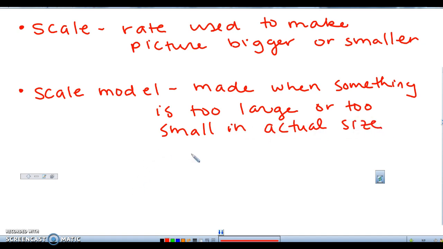Okay, and when something is too small, we can also blow it up. So scales work both ways. We can make actual things that are too big smaller, or we can make things that are too small bigger. And you'll see this a lot in lots of different subjects, social studies being one with maps. Science, sometimes molecules are too small to actually look at, so we make big scale models of them. Okay? So this is cross-curricular beyond just math.